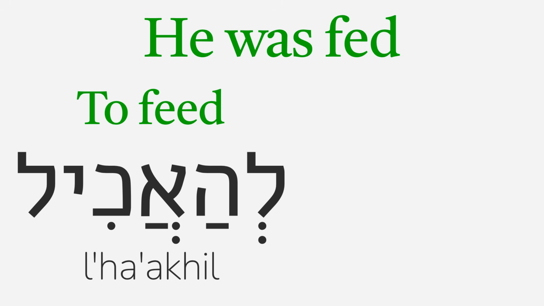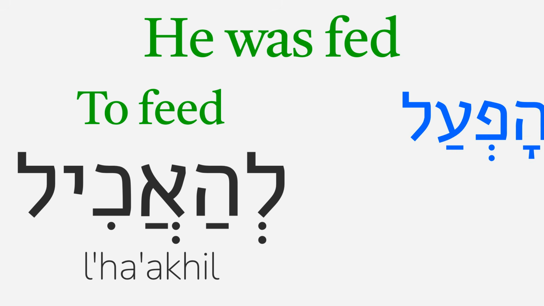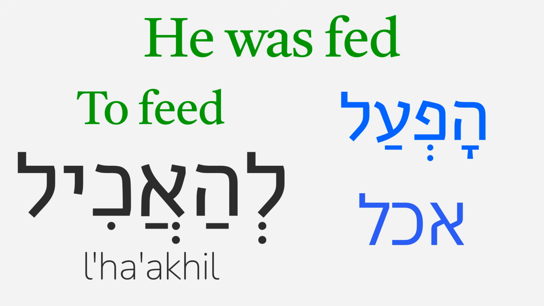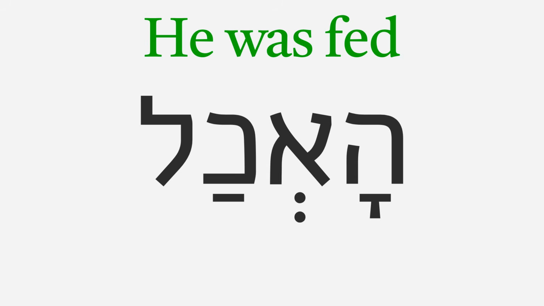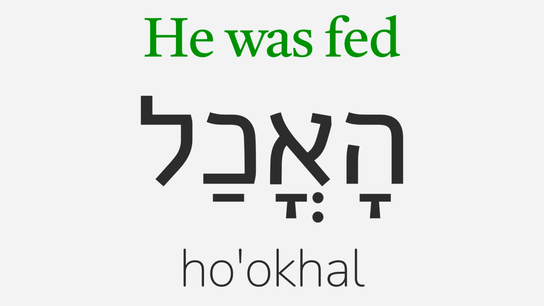Let's make the verb he was fed. This will be the passive form of the verb to feed, which is the Hifil leha'achil. That means he was fed will be a Hofal verb from the root aleph kaf lamed. It will be in the past tense, and its subject is he. This verb would normally be Hochal. However, there is a schwa on that root letter aleph. If the first root letter of a Hofal verb is a guttural, that is aleph, ayin, chet, or hey, we will change the schwa on that letter to a chataf kamatz that says o. Ho'chal, he was fed.